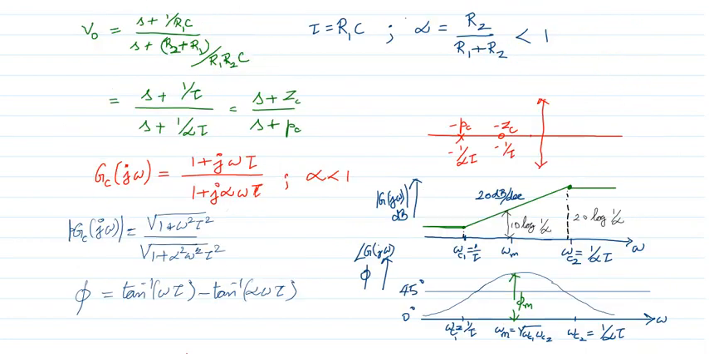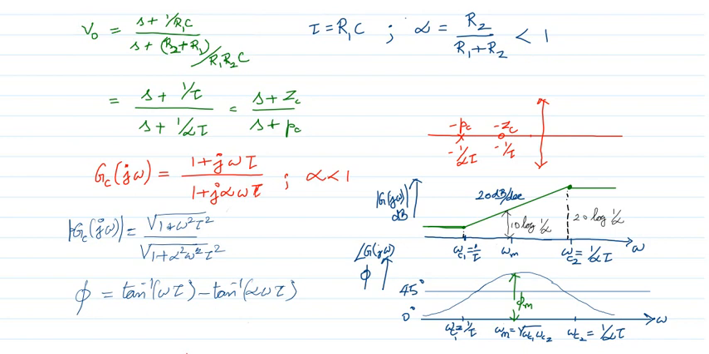Observe closely, this is a standard form: S plus 1 by tau over S plus 1 by alpha tau. So what is tau? Tau is R1C. What is alpha? Alpha is R2 by R1 plus R2. I have written it in the standard form. We have found that this alpha is less than 1, so definitely this is a lead compensator.